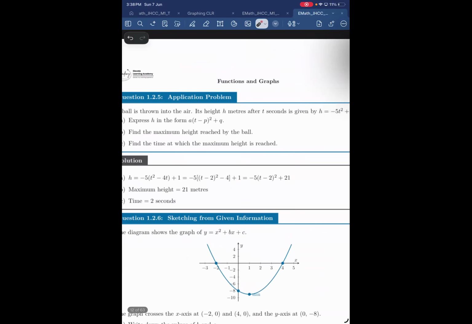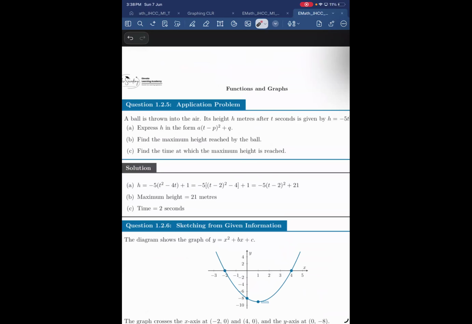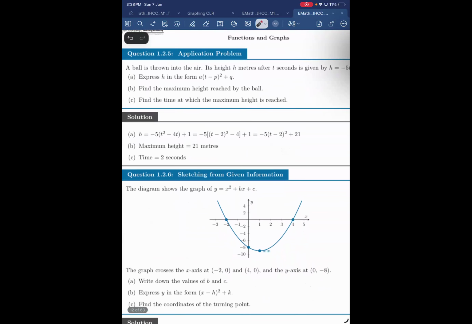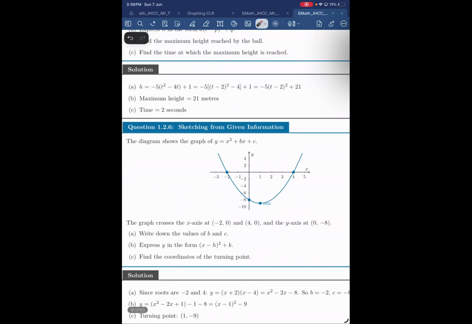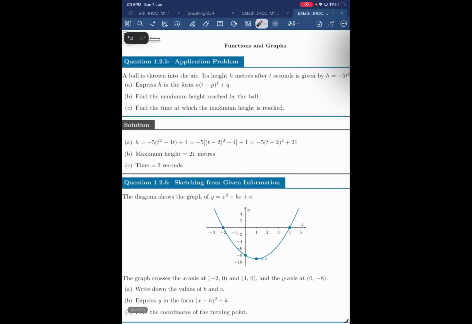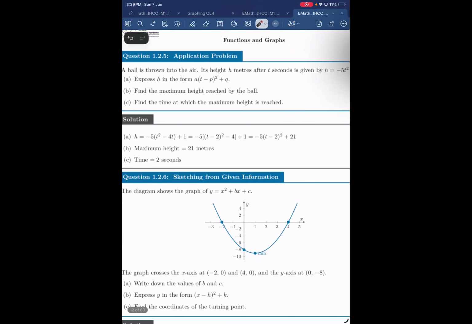The 1.2.5 also is just a completing the square fraction. You can give 1.2.6 a try. This one is a bit different from a typical style, but if you understand the topic now, it will not be too difficult to solve.